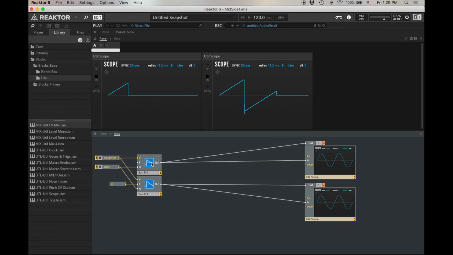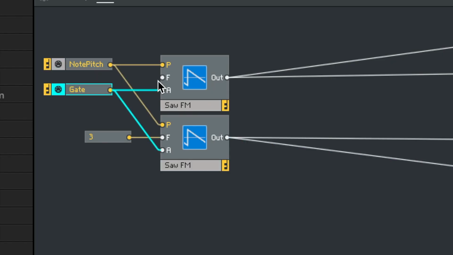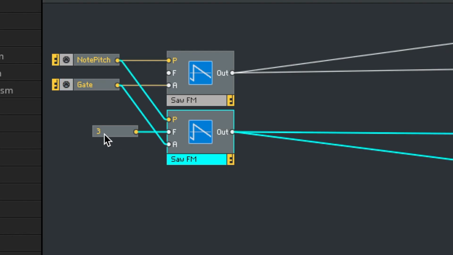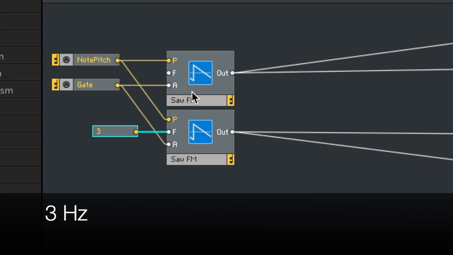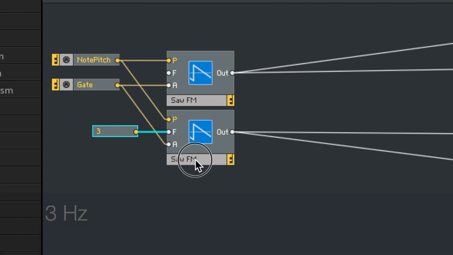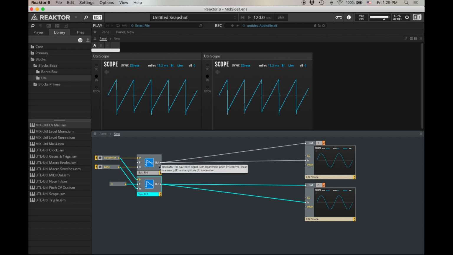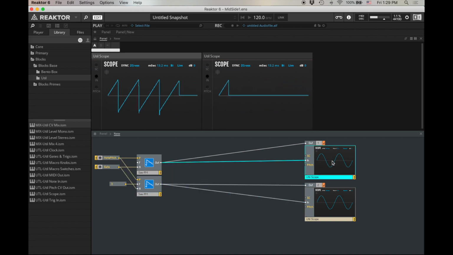Okay, in the interest of time, I've set up something here. Like we did in the modular synth, I have 2 sawtooth waves here. They're controlled by note, pitch, and gate, so I can play on my keyboard. And then I've taken one of these sawtooth waves and detuned it. So it's a saw FM, and in the F here, I've got a 3 for 3 hertz. So one of these sawtooths is always 3 hertz higher. The one on the right is always 3 hertz higher than the one on the left. Gives us this stereo saw sound. And then scope-wise, we're just looking at the left here and looking at the right.